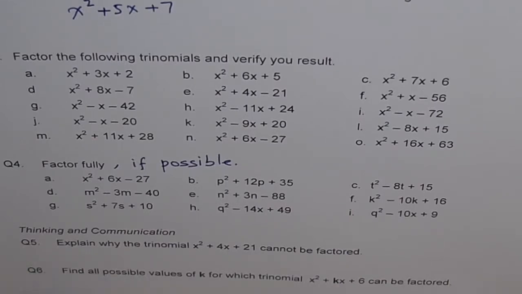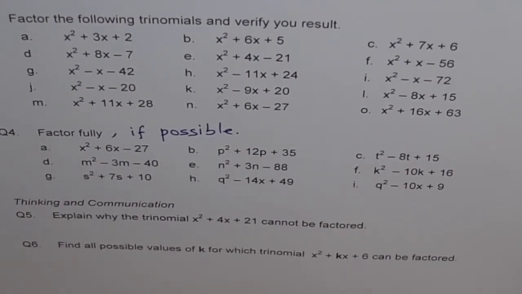Here we have two questions which are kind of thinking and communication problems. Okay, let's concentrate on these two questions for the time being. Explain why the trinomial x square plus 4x plus 21 cannot be factored. I just answered your question, right? So you have to look for all the factors of 21. Like 3 times 7 is 21, 1 times 21 is 21. Add them. Can you get 4? If you can't get 4, then you cannot factor it. Correct? That's how you have to explain.